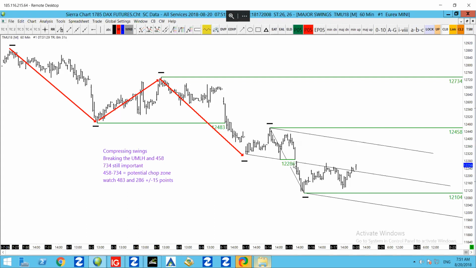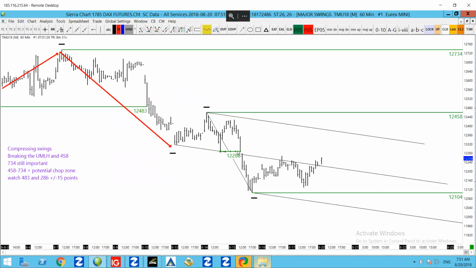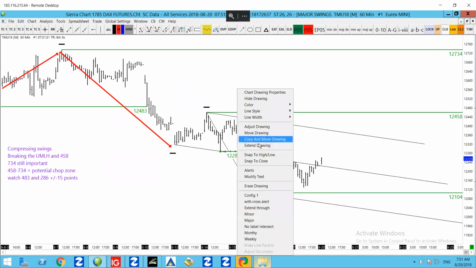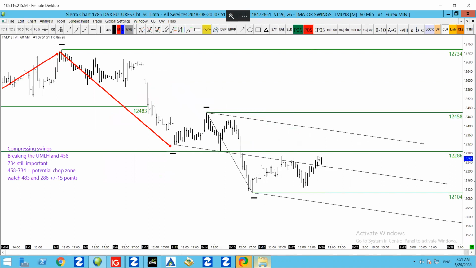So at the moment, 286 is a level that I've drawn here, and I'm going to extend that level through if I can, which I can't because it's collecting the fork as well. There we go. Let's extend that drawing through. So 286 is the level I'm watching because it's going to test the underside of this rejection here. Price was headed lower. It was rejected. You would have expected price here to take out this 458 high, rejected there, and as a result, with some strength, we took out this 286.